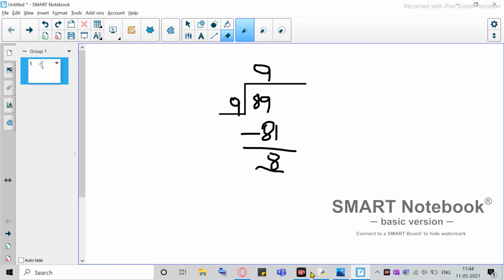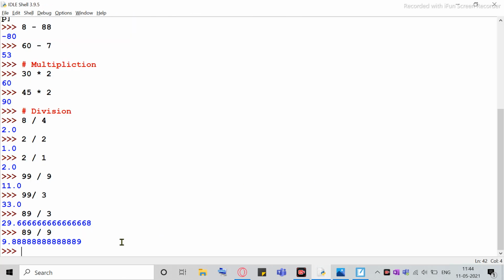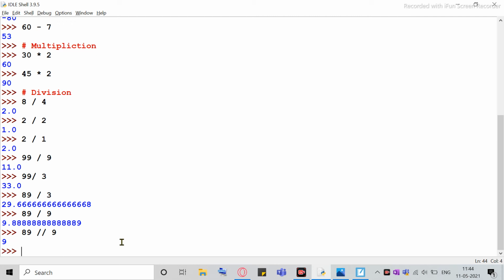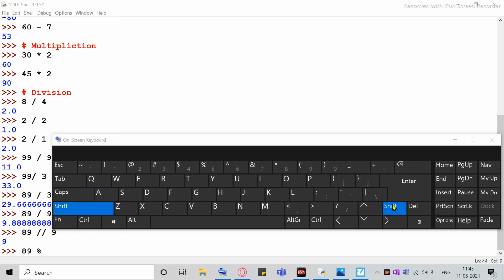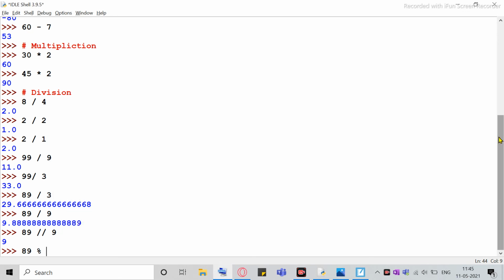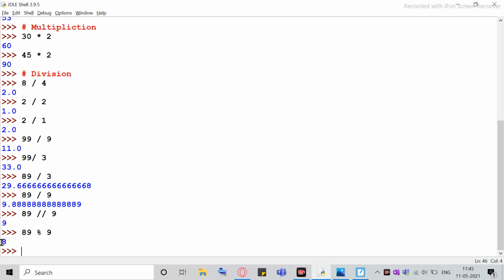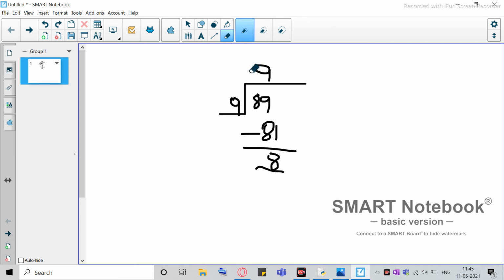So how do we get this? It's pretty simple. We get 89 divided by 9, which gives you the quotient 9. For the remainder, there's a operator called the modulo operator, which gives you the remainder. The modulo operator is nothing but the percentage symbol, which is above 5. So you just have to press shift and 5. So 89 mod 9 gives you 8. So 9 is the quotient and 8 is the remainder.